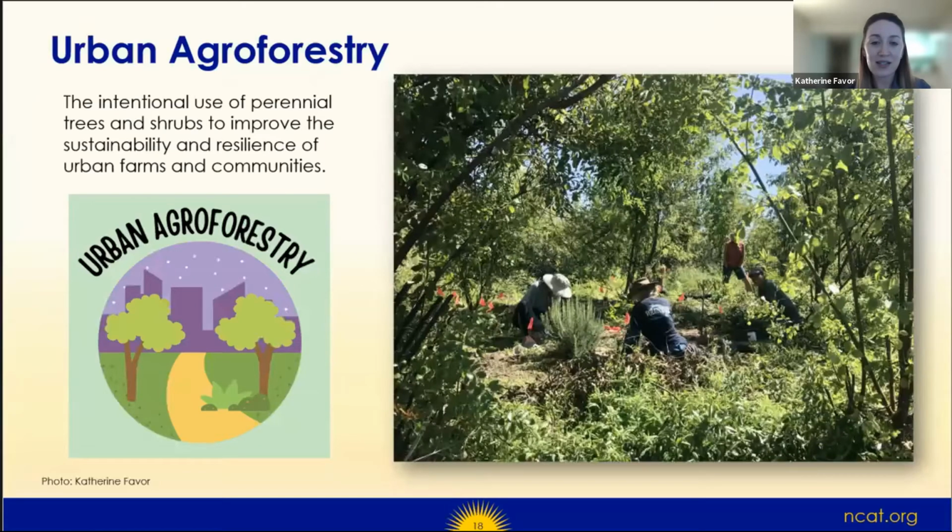So all of the practices that we just went over, and there were a lot, so please let me know if you have questions, and we'll have questions at the end too. But all of those practices that I just talked about can be applied to urban settings. So now we're going to talk about specifically urban agroforestry and how you can incorporate trees into urban settings. Urban agroforestry, the definition is just the intentional use of perennial trees and shrubs to improve the sustainability and resilience of urban communities. So there's an emphasis on the community aspect of urban agroforestry for sure.